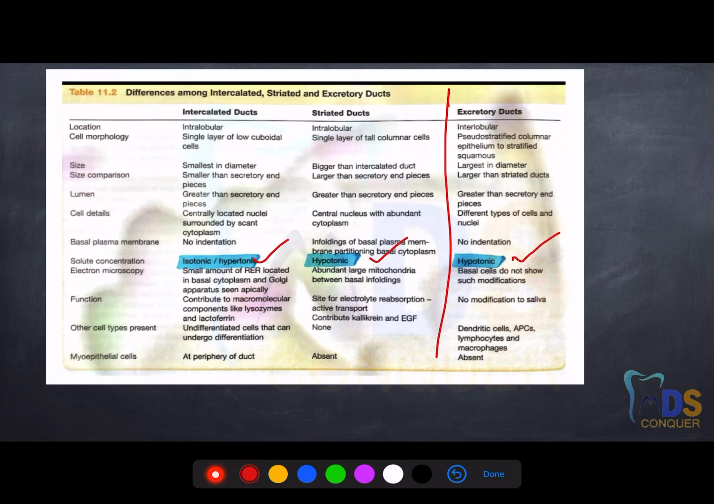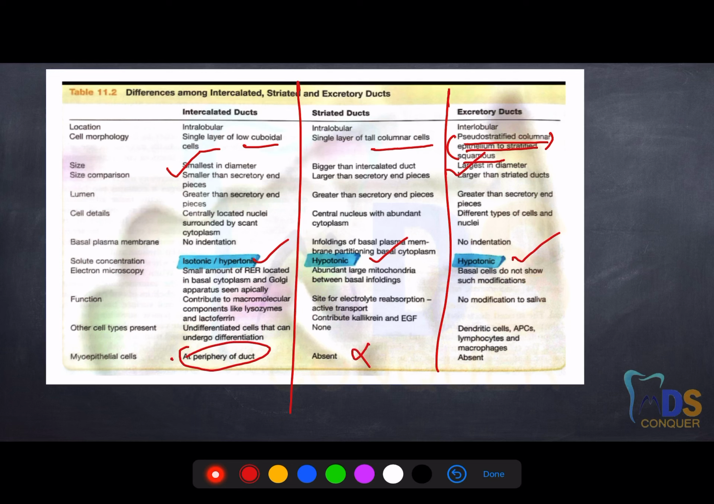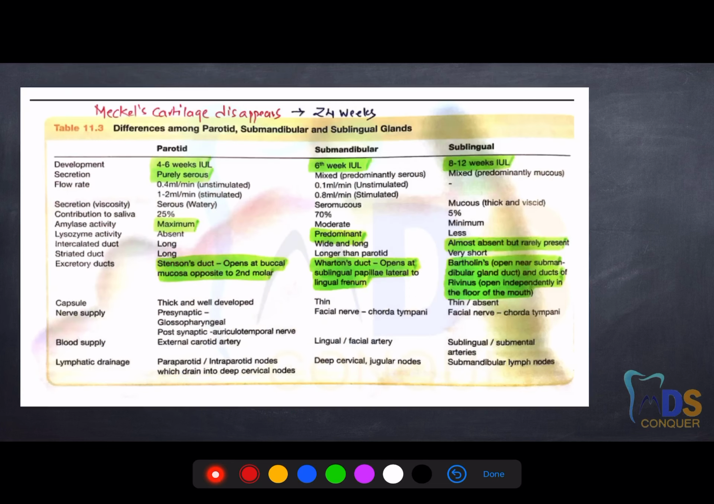This was given in 2020 NEET, and of course for the lining, you have low cuboidal cells here, you have tall columnar cells here, you have pseudostratified columnar epithelium to stratified squamous epithelium here. And of course, the smallest is this, the biggest is this, the intermediate is this. There are a few other things that you have to make a note of. Myoepithelial cells are present at the periphery of the duct. They are absent here, they are absent here. Please do add such important things which can be asked from an examination point of view.